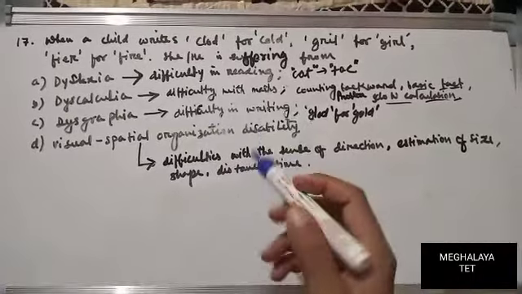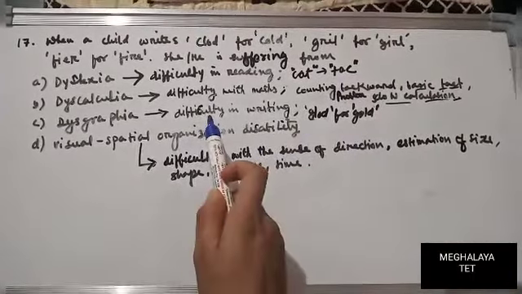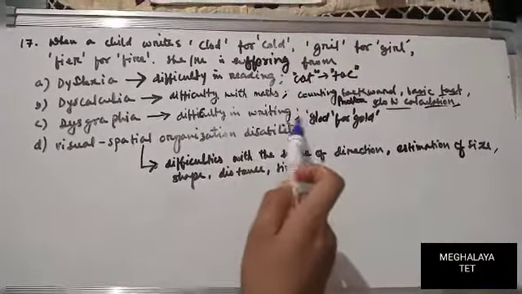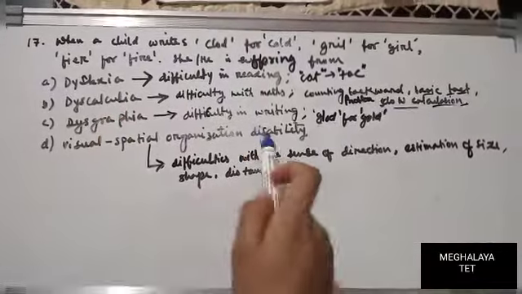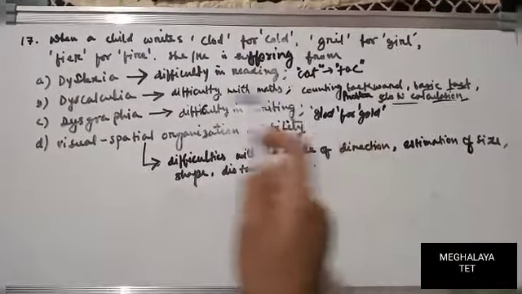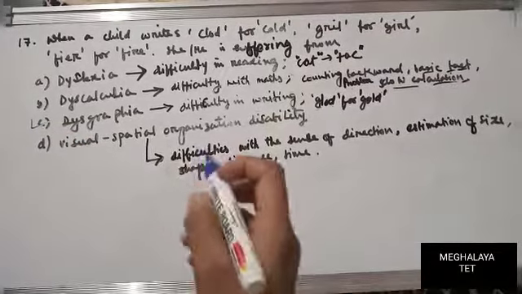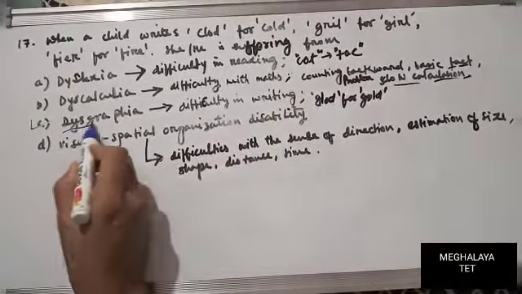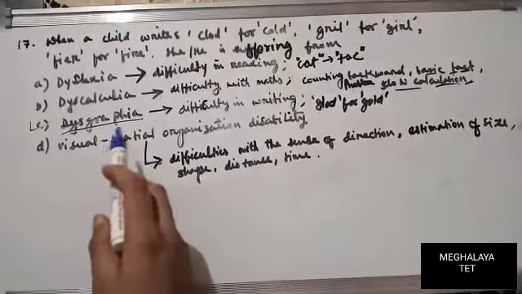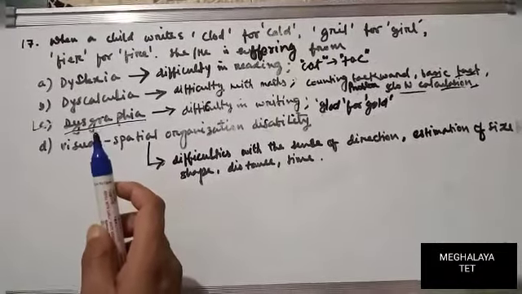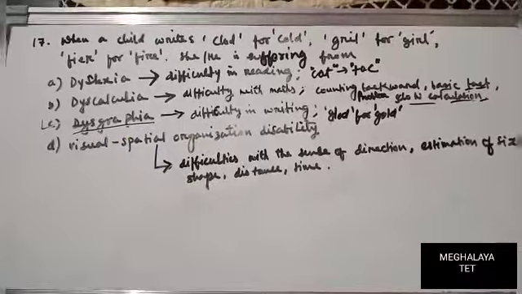So out of these four options, which one is the correct option for this question? Difficulty in writing, when a child writes, so for this one option C is the correct answer. The answer is dysgraphia. So dysgraphia is the correct answer for this question. Next question.